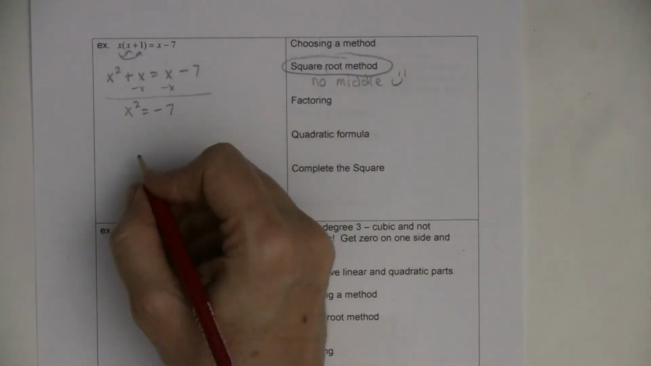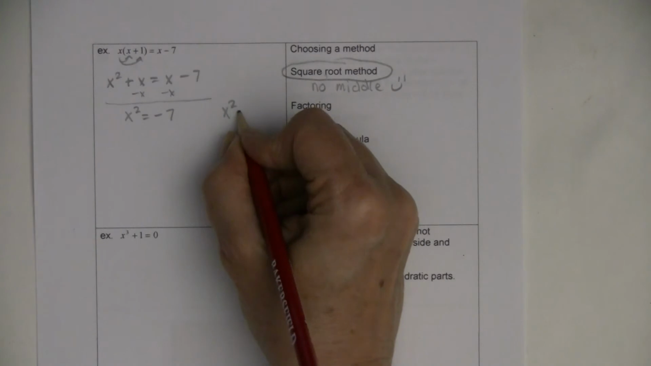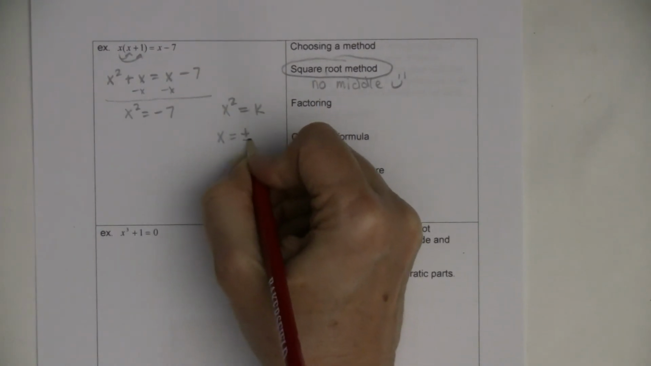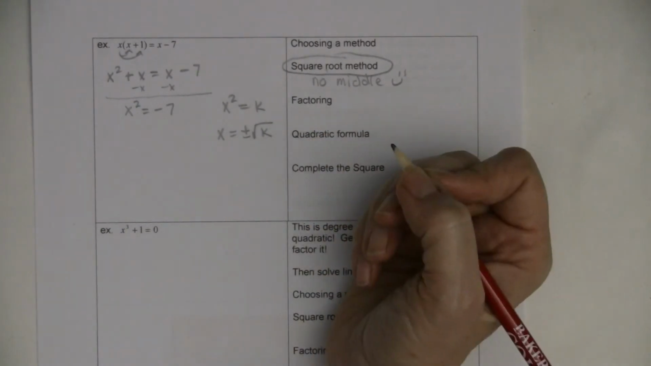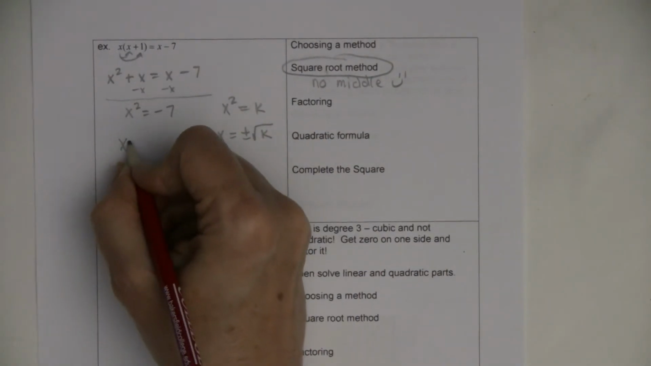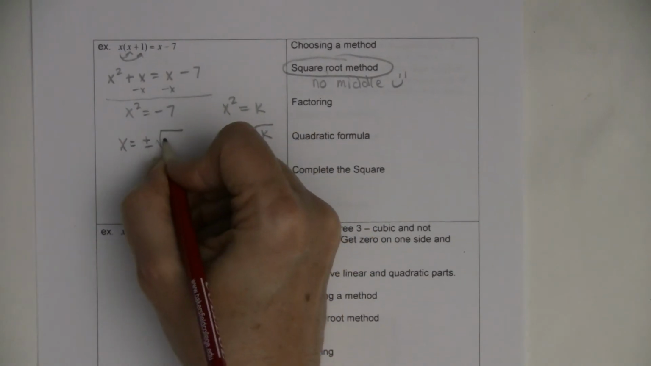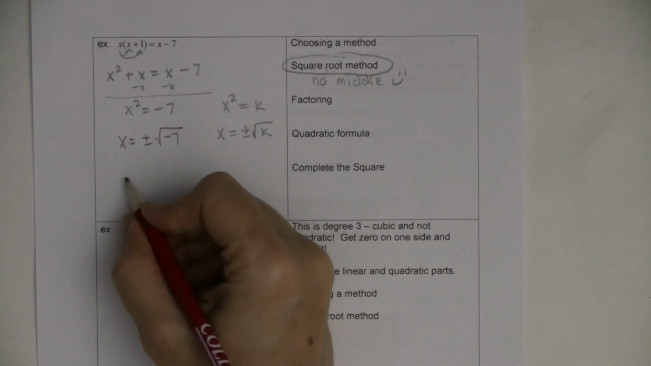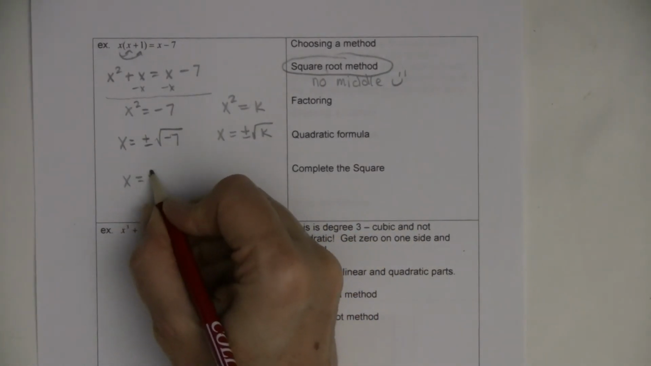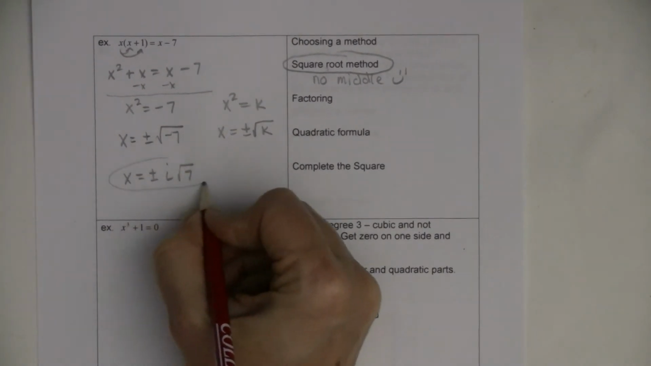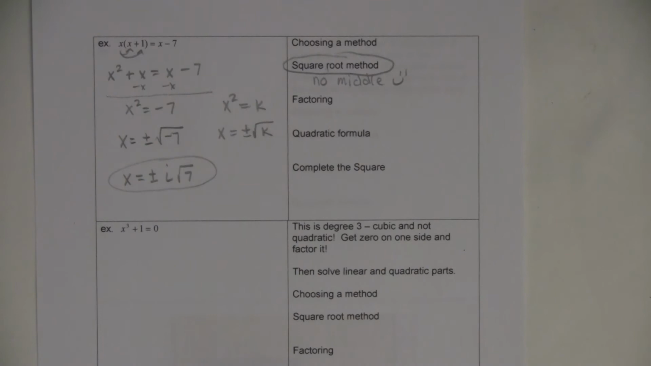All I have to do is use that property, right? x squared equals k becomes x equals plus or minus the square root of k. And so that's what we're going to have here. x equals plus or minus the square root of -7. Now the square root of a negative is i, and the square root of 7 can't be simplified. So this is x equals plus or minus i square root of 7. So we have two imaginary answers.